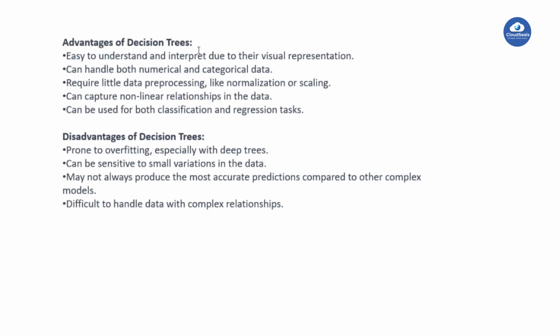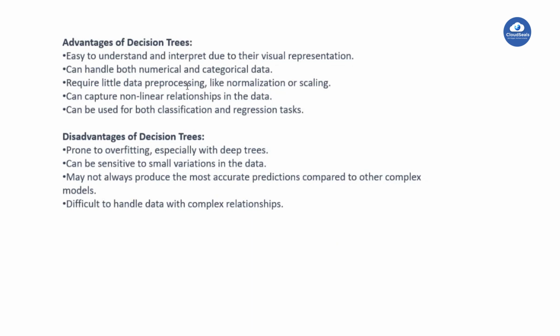Here are the advantages and disadvantages of the decision tree. It is easy to understand and interpret due to its visual representation. It is a tree structure, so due to that visual representation, it is easy to understand. It can handle both numerical and categorical data. We are able to split whether the data is categorical or numerical, or has both, by using this splitting method.